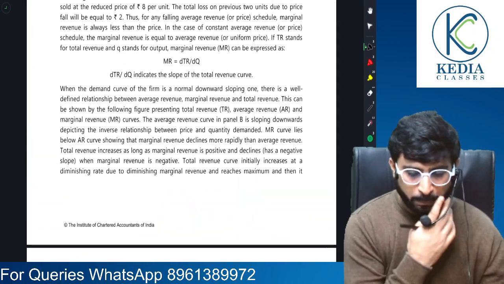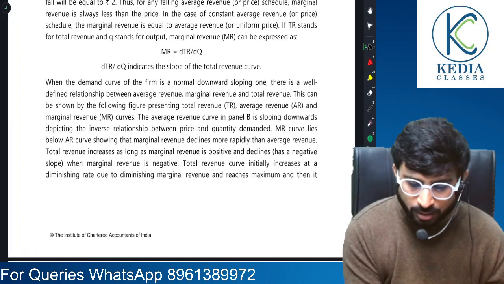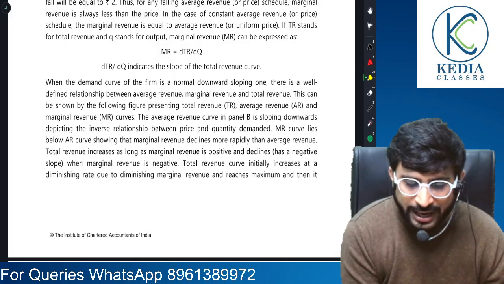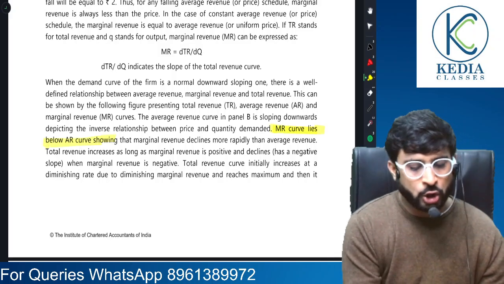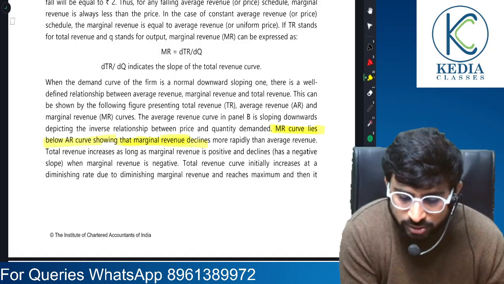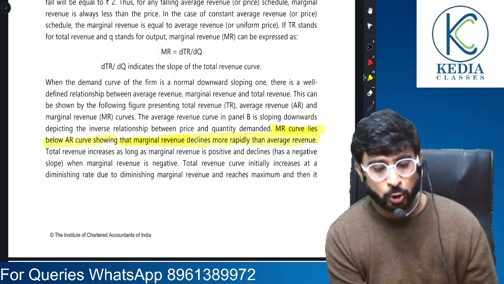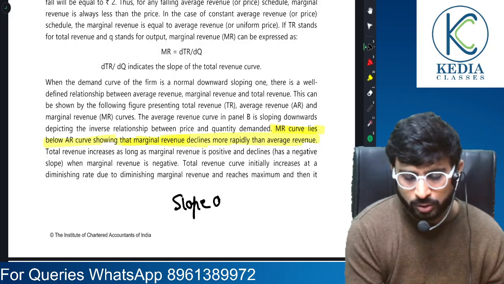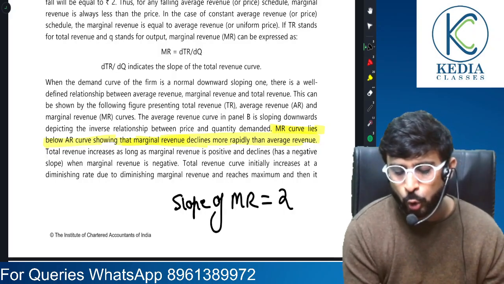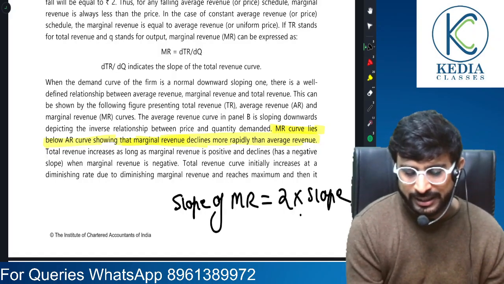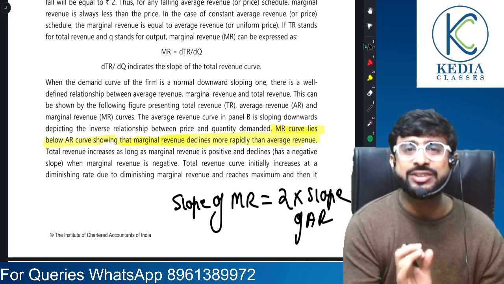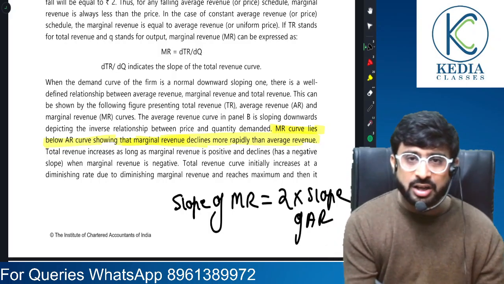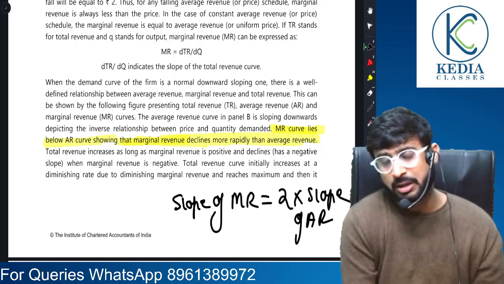But then, this is an important statement to remember. The MR curve lies below the AR curve, showing that marginal revenue declines more rapidly than average revenue. Remember, the general rule is that the slope of marginal revenue is 2 times the slope of average revenue. That is, the change in marginal revenue is at a faster pace. With whatever pace average revenue is changing, marginal revenue will change at double the pace.